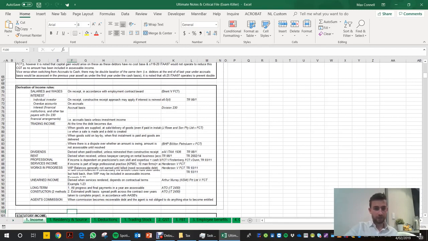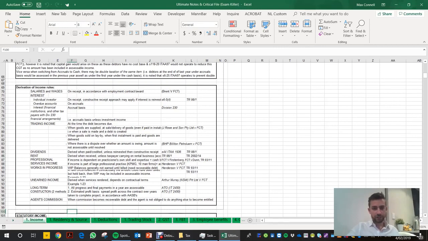Trading income. This is, for example, a plumber issuing invoices. It becomes income, or is recognized as income, when the debt becomes due. So on your invoice, whatever date the invoice is due is the date that it needs to be recognized in your P&L and tax return.